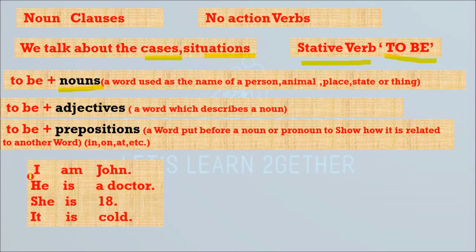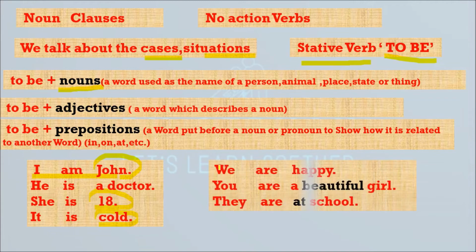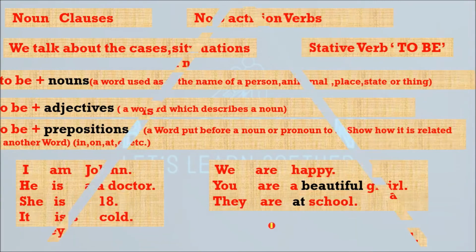So if we make sentences again, here I am John, I am using a noun, and she is 18. 18 here is an adjective. It is cold, cold is an adjective, and we are happy, happy is an adjective again, and you are a beautiful girl. As you see, we use an adjective again, we put it before a noun, and it describes a noun. And I can use a preposition to tell where I am or where someone is. Here they are at school, we are talking about where they are.